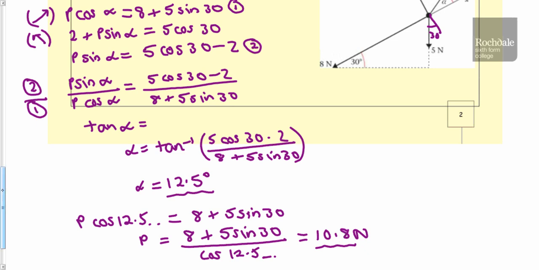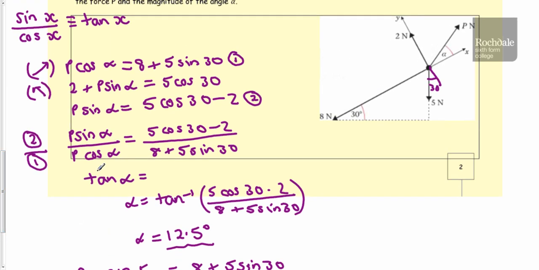So that's a new trick there that you perhaps wouldn't have spotted, but maybe in the future you might spot it. If you've got something in terms of sine and something in terms of cos, actually dividing the two equations, one by the other, the one with the sine goes on the top, the one with the cos goes on the bottom. The P's cancel out nicely and we get tan alpha is equal to a particular value, and then we can work out what alpha is. So that's a little technique to remember for the future.